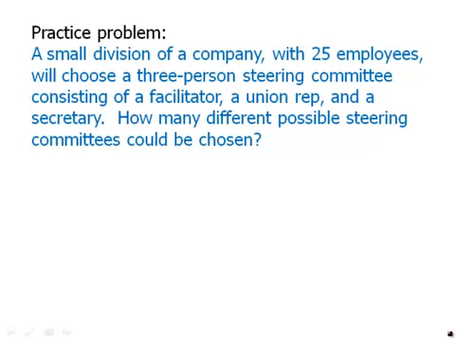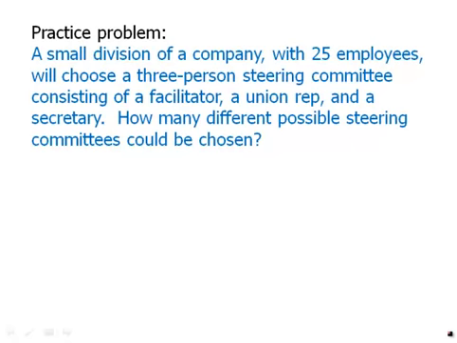So it sounds like if Harry is chosen for the facilitator and Sally is chosen for the union rep, that would be different than if Sally is chosen as the facilitator and Harry is chosen as the union rep. So I'll just point out here that the order does matter. If we swap around the people into the different roles, then we have a different steering committee.